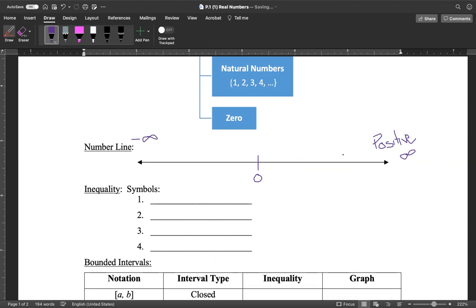Okay. And then we have all of our positive numbers, and you can label a couple here if you'd like to. And just know that they keep going. So that's positive 1, positive 2, positive 3, so on and so forth. You can label a couple back here. Hopefully yours looks better than mine. Negative 1, negative 2, negative 3, and so on. Okay. So I'll give you a second to get caught up there.